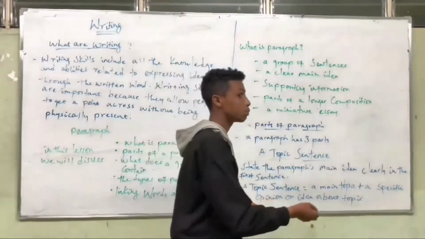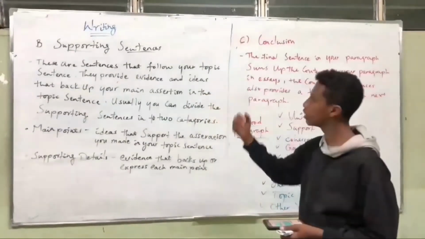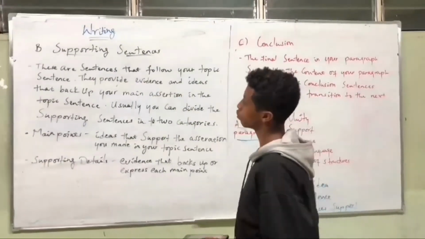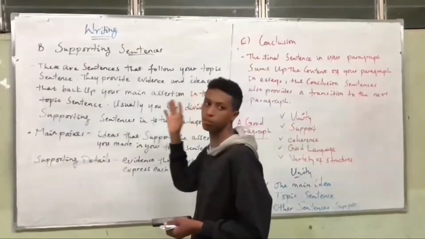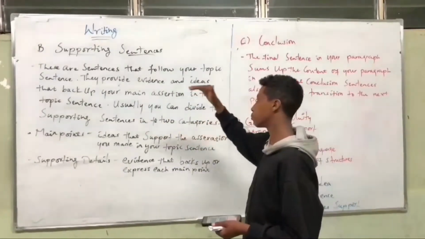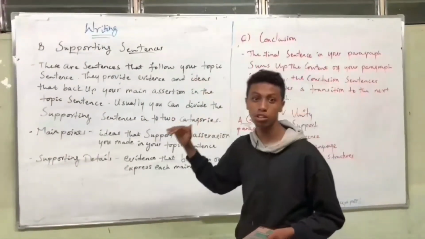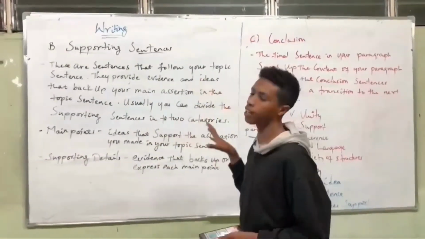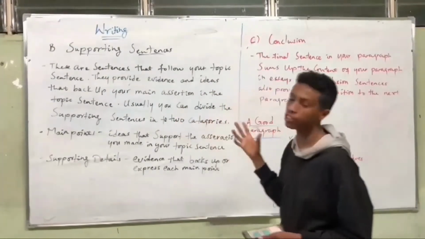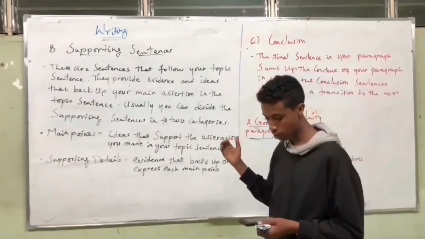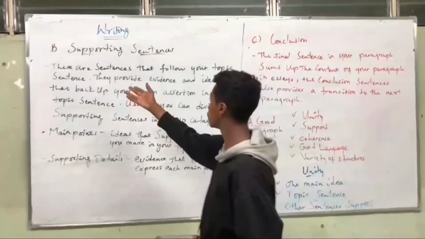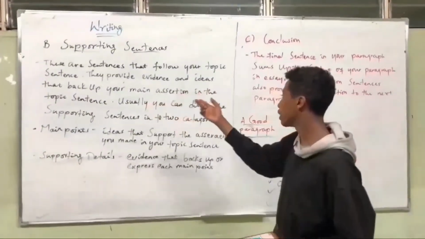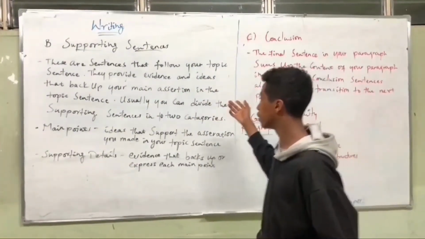Proceeding to the next part, we're going to discuss supporting sentences. As I mentioned about the topic sentence before, these sentences support the main idea, or make the main idea bolder in the paragraph. They are within the scope of the main idea. They give more information about the main idea. They are the sentences that follow your topic sentence and provide evidence and ideas to back up your main idea, your main assertion in the topic sentence.